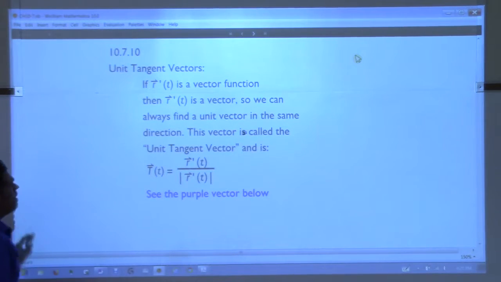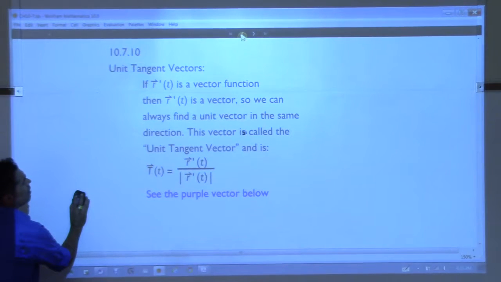So if r prime is a vector function, oh, I went too far. I need to go back. Sorry, I was like, why are we talking about that already?